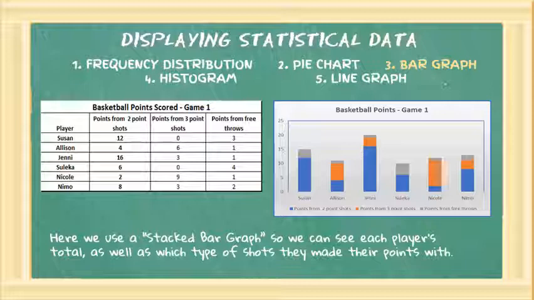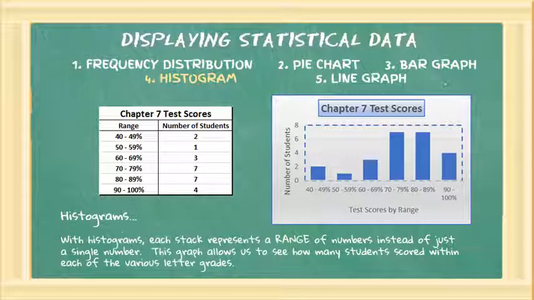Okay, so for each person, let's look at Jenny. Over here on the table, she had 16 2-pointers, 3 points worth of 3-pointers, and 1 free throw. And that shows up here with a lot of blue representing the 2-pointer shots, 16 points worth, the 3 points of orange for the 3-pointer, and 1 point worth for the gray for the free throw.